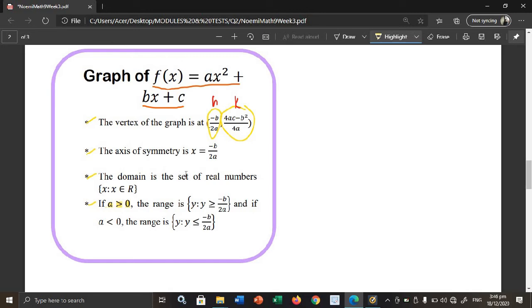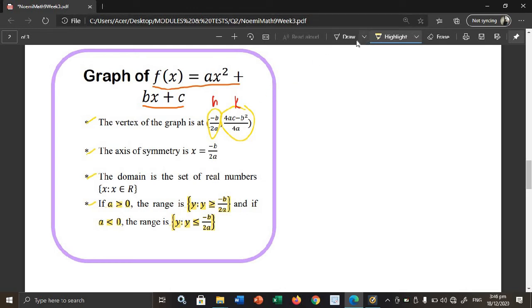So, pag si a is greater than 0, meaning pag si a ay positive, ang range mo ay ito. Y is the set of all real numbers such that y is greater than or equal to the value of your h or negative b over 2a. And then if the value of your a is less than 0, meaning si a ay isang negative number, your range will become like this. Y is the set of all real numbers such that y is less than or equal to the value of your h, or negative b over 2a.